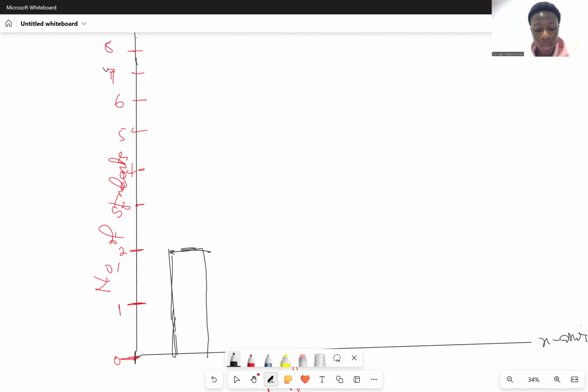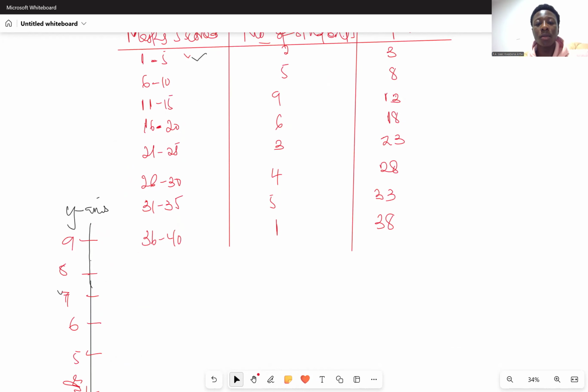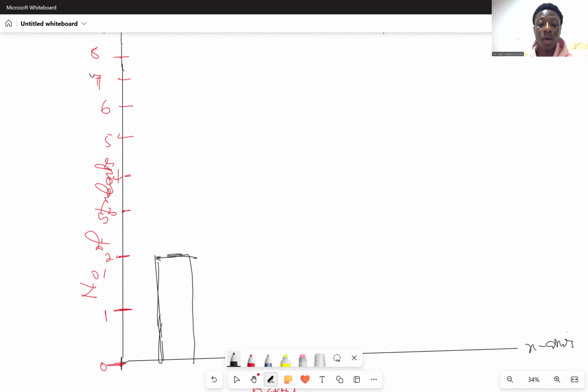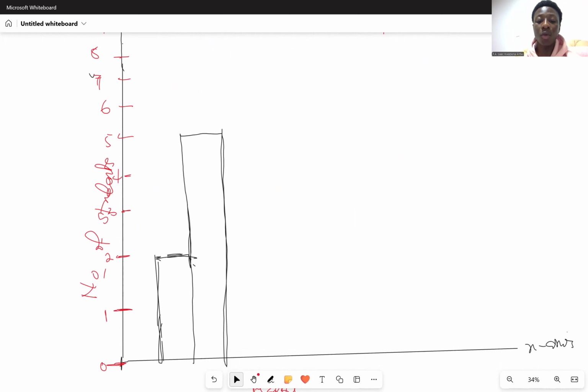Okay, the next one must correspond to 5. We are using the frequencies, not anything else. So the next one must correspond to 5. So you see, with histogram, you continue to 5. You see, the width, or how do I put it, the space in the box, the size of the box must be the same throughout. Not like one is big, then the other one small. No, no, no. So plan before you start.